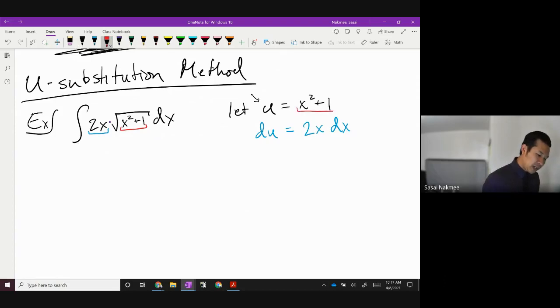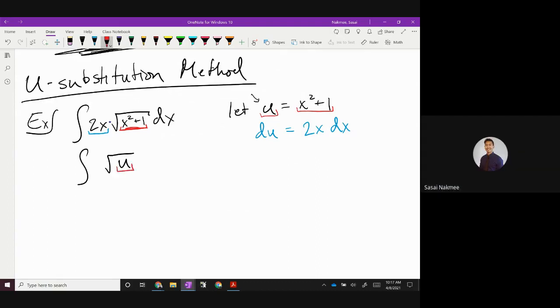x squared plus 1 is the same thing as u. So what I can do is replace x squared plus 1 with the letter u. So I can write this down like this. This is going to be the integral of the square root of u, right? I replace the x squared plus 1 with u.